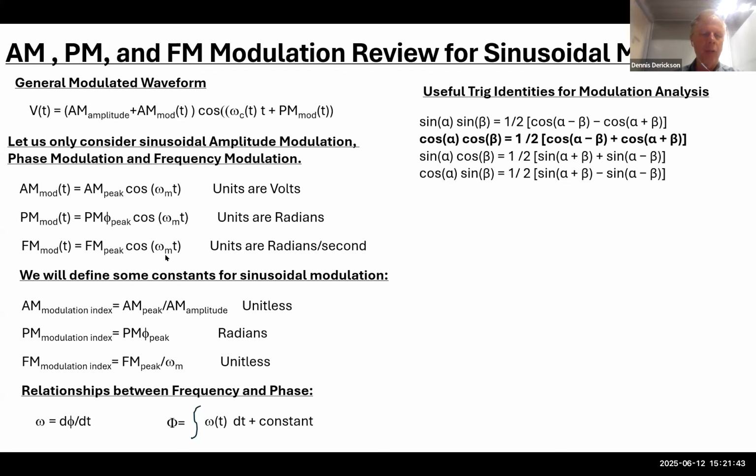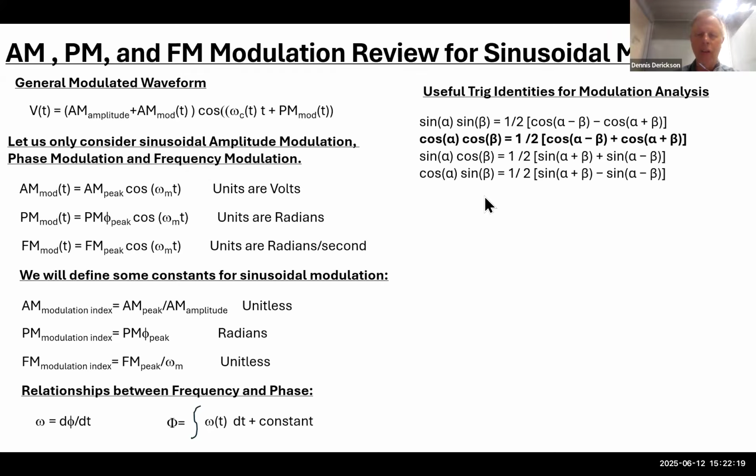And then we also will come up with some constants that are used in sinusoidal modulation: the AM modulation index, the phase modulation index, and the frequency modulation index. There are also a couple of things that will be handy. One is that the frequency is the time derivative of the phase with respect to time, in radians per second, and then phase is the integral of frequency times time. So radians per second times seconds gives you radians.